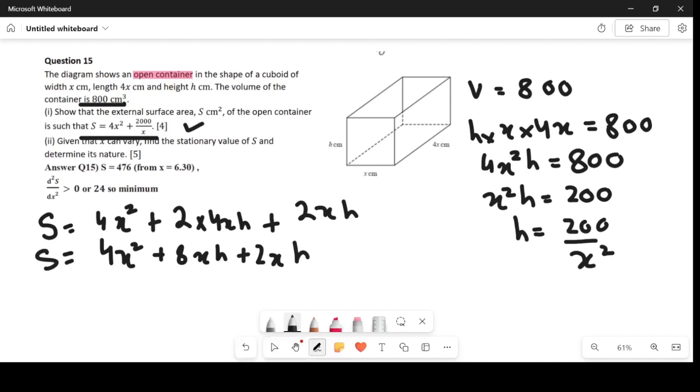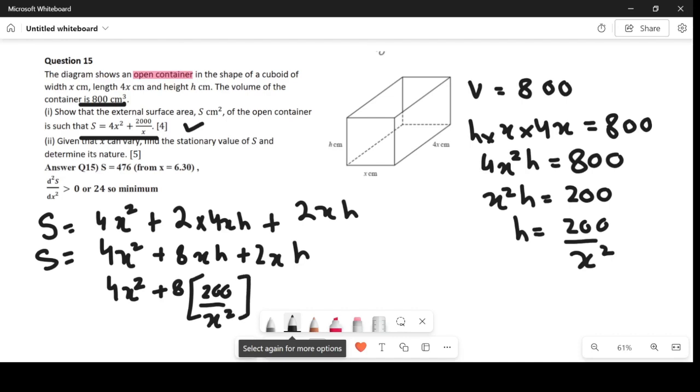However, in the surface area shown here, they have not included h. That means h has to go. And how does h go? Through this equation. Replace h with 200 upon x squared. There's also an x. It was supposed to be 8xh, but anyway, plus 2 times x times 200 upon x squared.